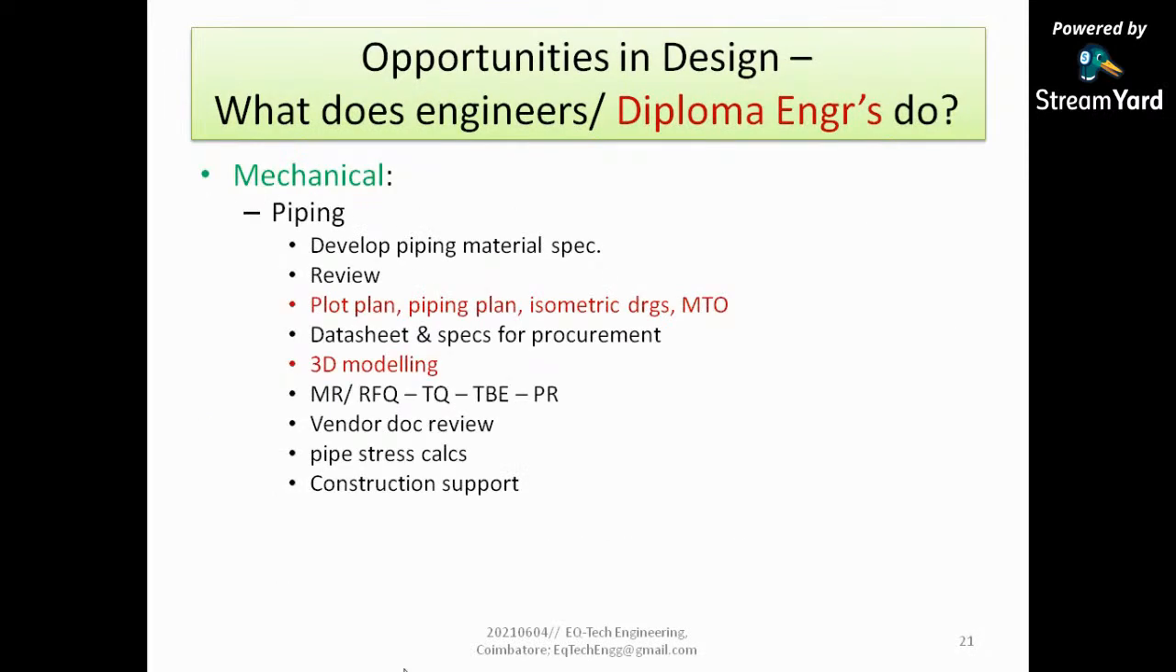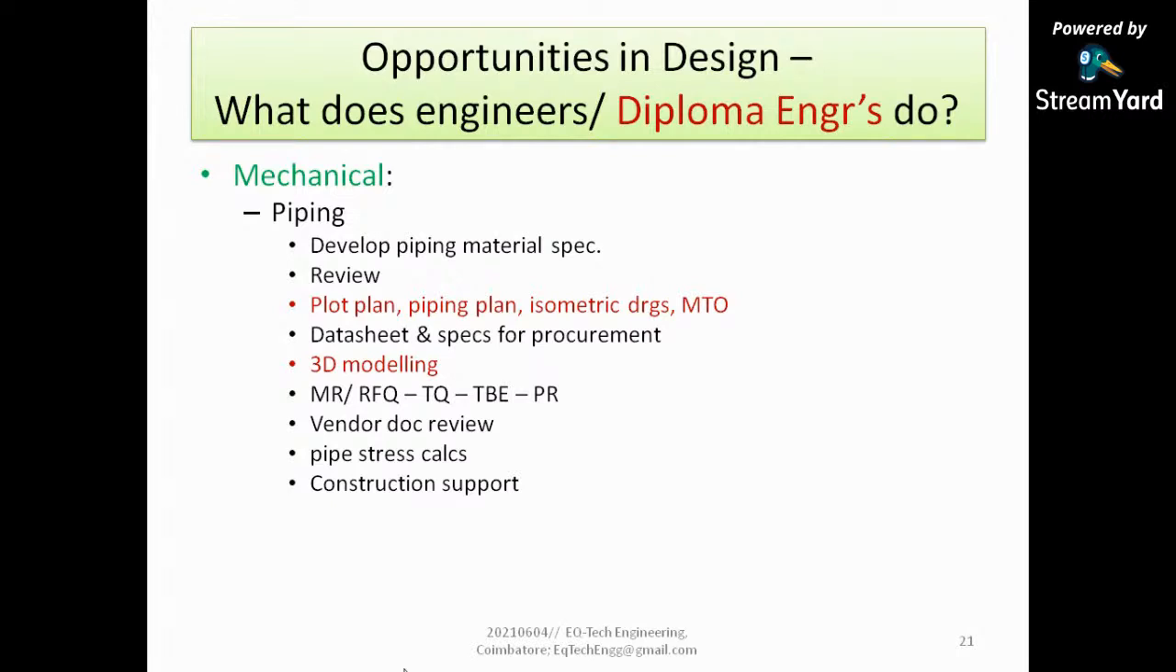Mechanically, let us see mechanical piping. So what will piping engineers do? They develop the piping material specification. A material specification is nothing but a specification to get the material, whether it be piping or valves. We have to have a separate specification so that based on that we can buy the items. So they will be participating in reviews. And the important documents of the piping discipline are the plot plan, piping plan, isometric drawings, material takeoff, then data sheets and specifications for procurement.